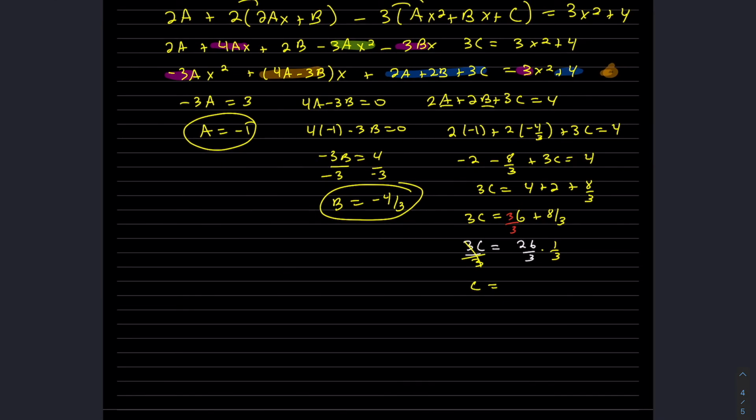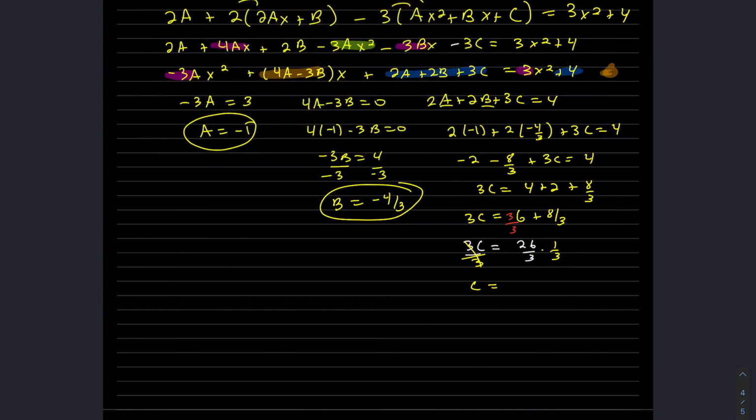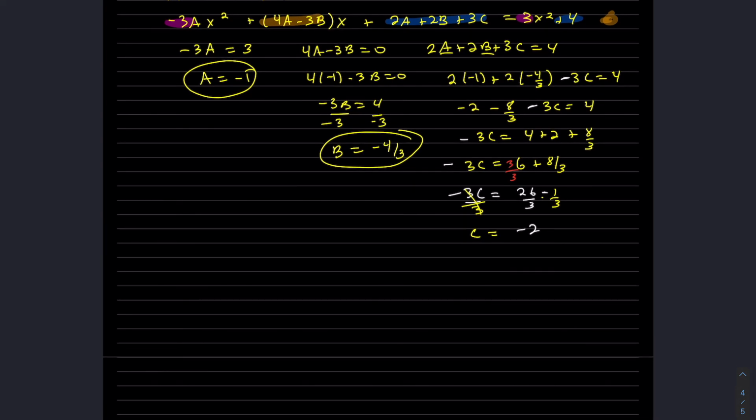Made a mistake right there. It is a minus 3c. So this is a minus 3c. So when this is a minus, the minus, it's minus 26/9.